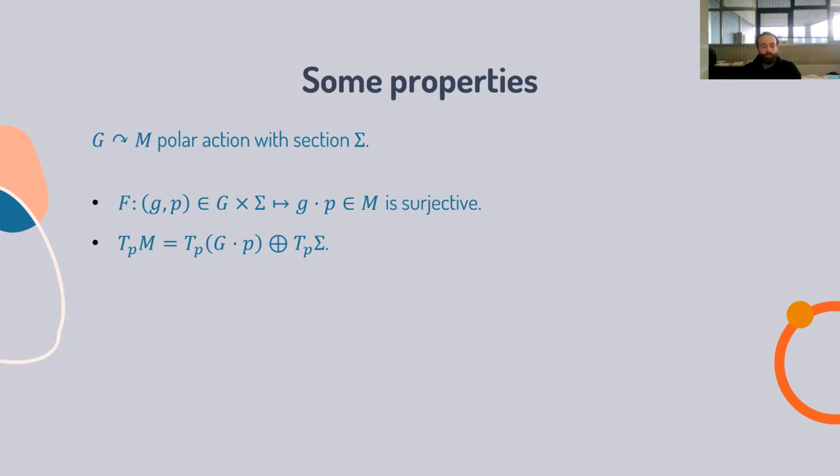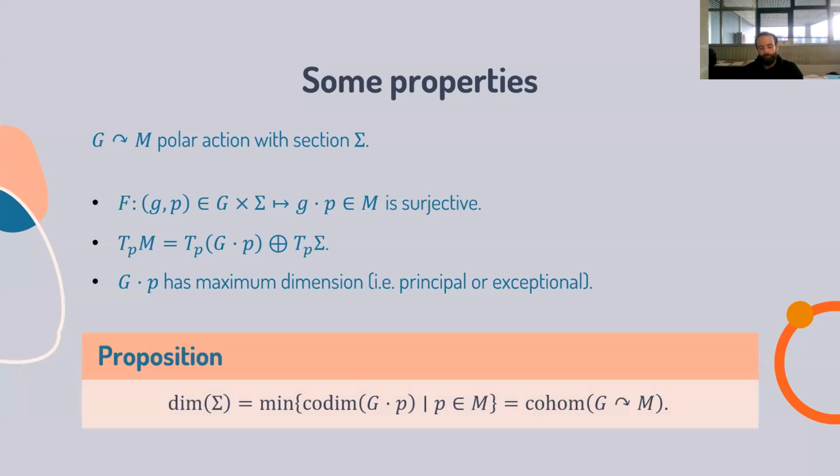So what we're saying is that the points that we found by Sard's theorem must belong to a principal orbit, that is an orbit of maximum type, or an exceptional orbit, which is an orbit that may not have maximum type, but the dimension is exactly the same as the one of principal orbits. And also, because we have the tangent space decomposed as this direct sum, the dimension of sigma must necessarily be the codimension of this orbit of maximum dimension. So we simply summarize this as saying that the dimension of sigma is the minimum codimension we can attain from the orbits of the action, which I remind is called the cohomogeneity of the action.